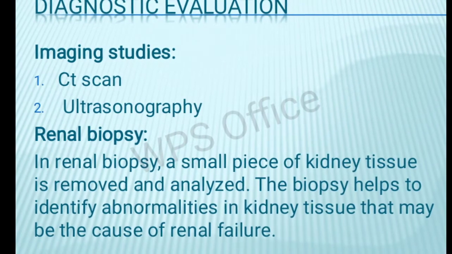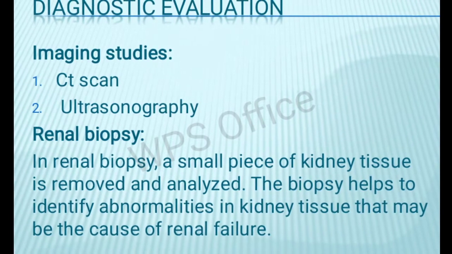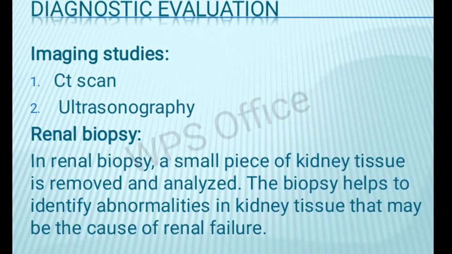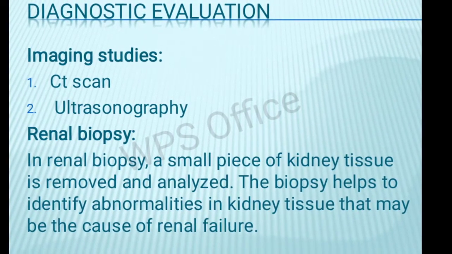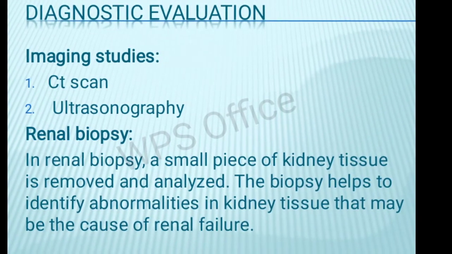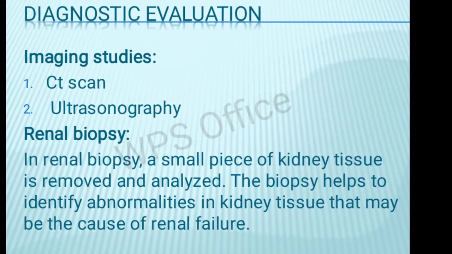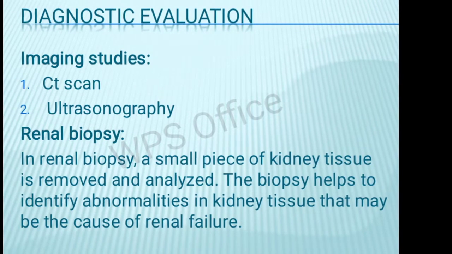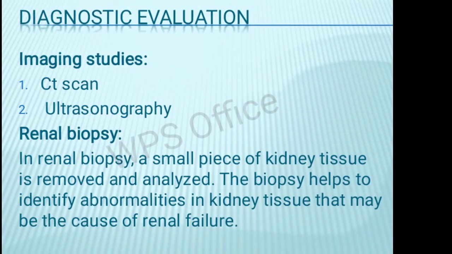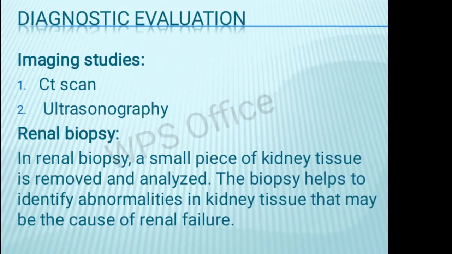Under imaging studies we can do CT scan, ultrasound. Then we can also do the renal biopsy. In renal biopsy, what will happen? We'll extract a small amount of tissue from the kidney. Okay, then it will be analyzed for any abnormalities, which may be the exact cause of the chronic kidney failure.